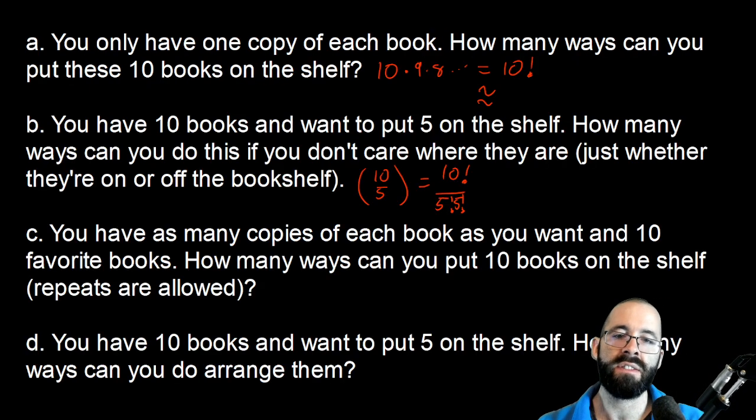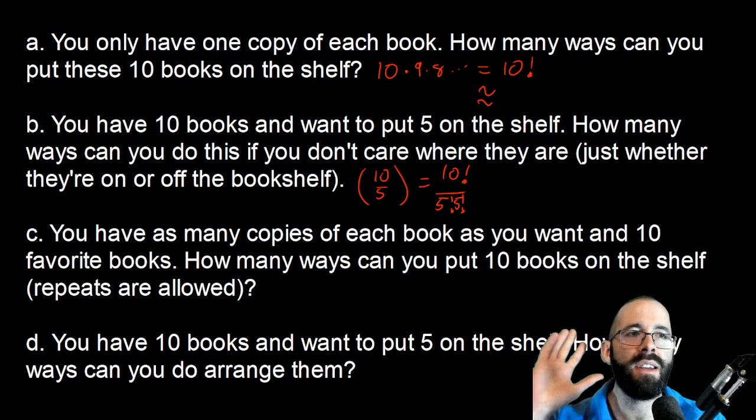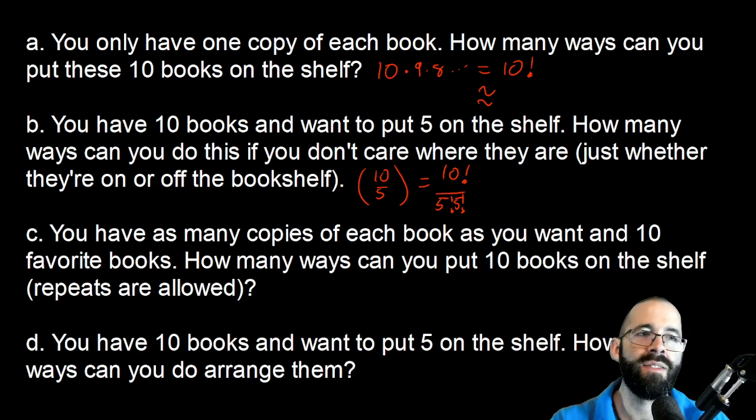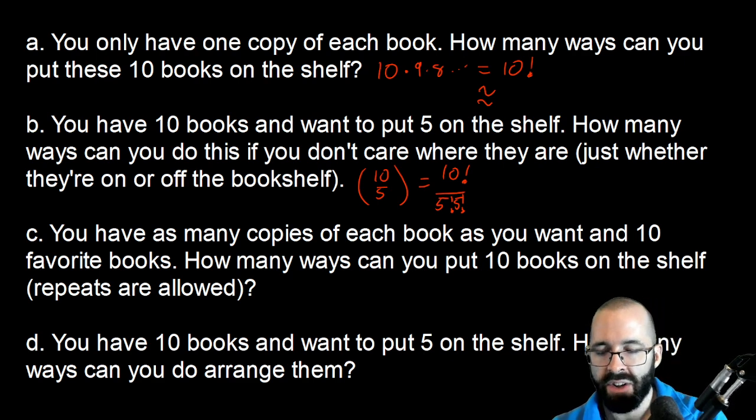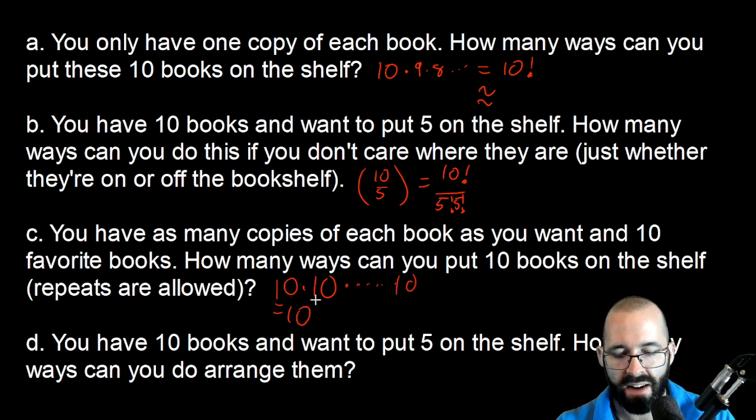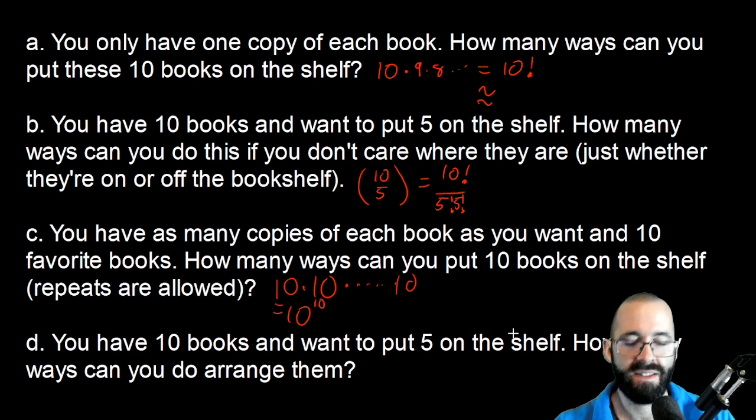And let's say in letter C, you have as many copies of each book as you want, but you have 10 favorite books. So if you wanted, you could make your bookshelf be Moby Dick, Moby Dick, Moby Dick, Moby Dick, Moby Dick 10 times. All right? Maybe you're just trying to be a library or something. I don't know. If you can have multiple copies of the same book, well, then you have 10 options for the first book, 10 options for the second book. Well, you have 10 options for all the books, right? So it's just 10 to the 10th power. You've got a lot of options if you can have repeats, right? This is the biggest number.